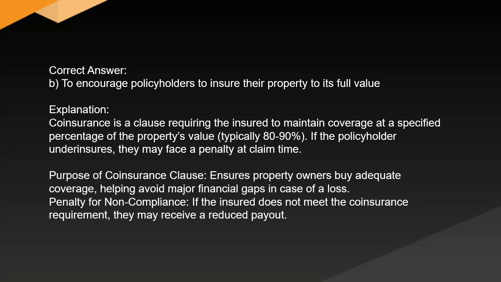Explanation: coinsurance is a clause requiring the insured to maintain coverage at a specified percentage of the property's value, typically 80-90%. If the policyholder underinsures, they may face a penalty at claim time. Purpose of the coinsurance clause: it encourages property owners to carry adequate coverage, helping avoid major financial gaps in case of a loss. Penalty for noncompliance: if the insured does not meet the coinsurance requirement, they may receive a reduced payout.